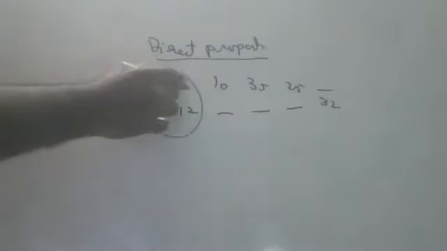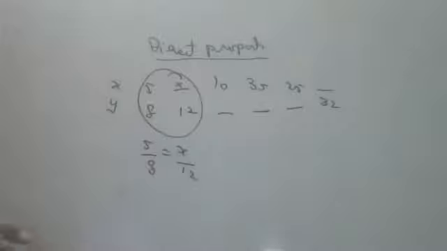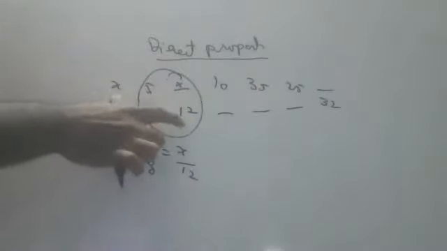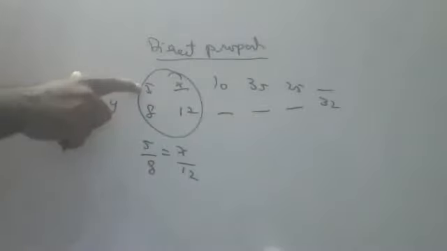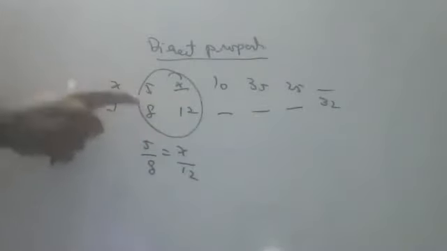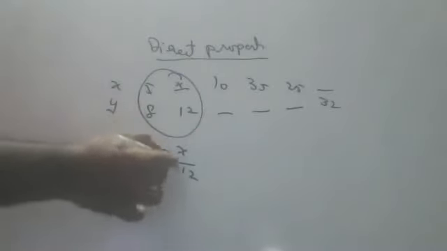So this we will take as x. So what will it be, children? 5 by 8 is equal to x by 12. If it is direct proportion, 5 by 8 is equal to x by 12. If it is inverse proportion, we'll write 5 by 8 is equal to 12 by x. That's all, children, nothing more. Now go for the cross multiplication.